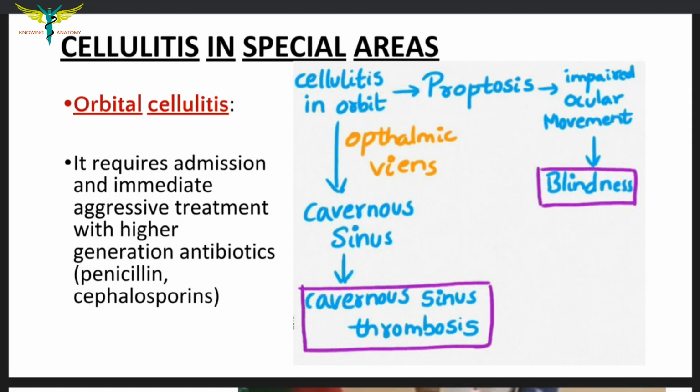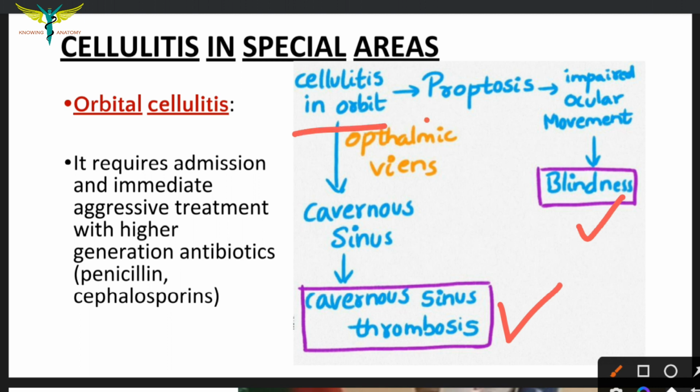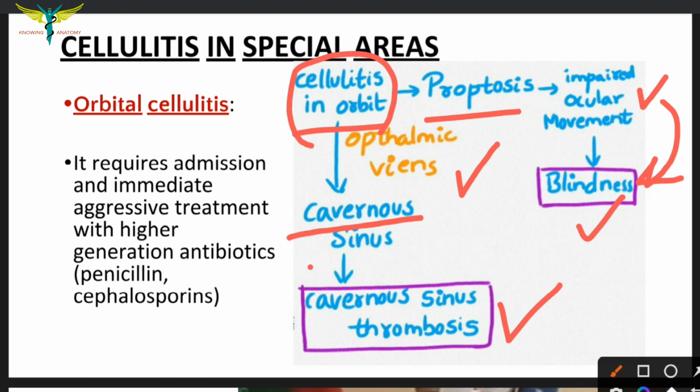Orbital cellulitis is very dangerous because it can cause blindness or cavernous sinus thrombosis, which is a severe life-threatening condition. So see, cellulitis in the orbit leads to proptosis, which leads to impaired ocular movements, which in turn causes blindness. And this cellulitis can pass through the ophthalmic veins into the cavernous sinus, which in turn causes cavernous sinus thrombosis.